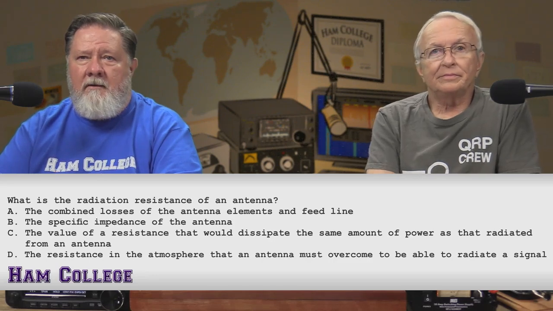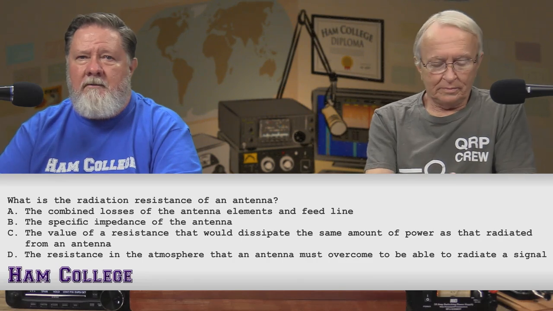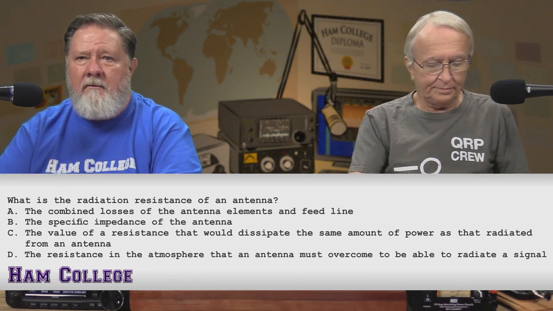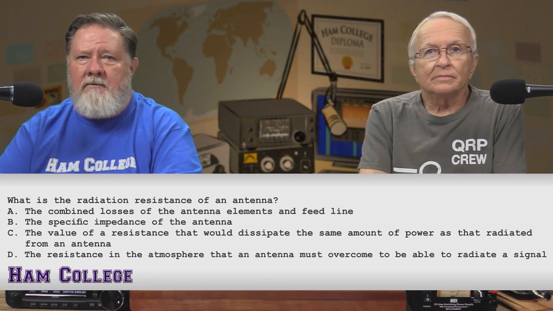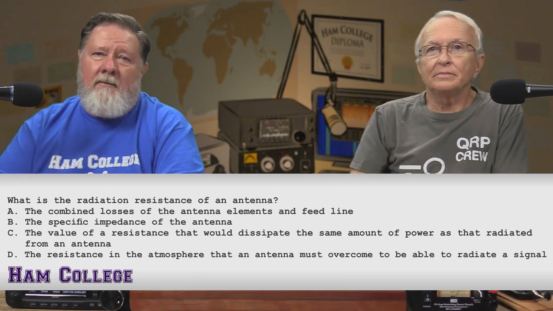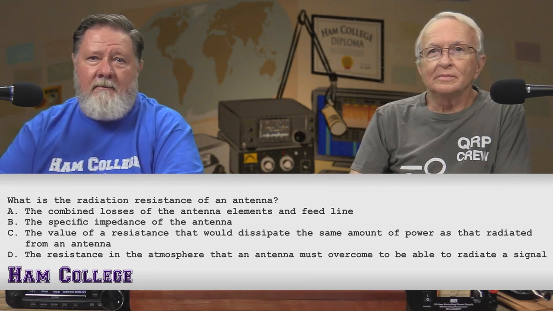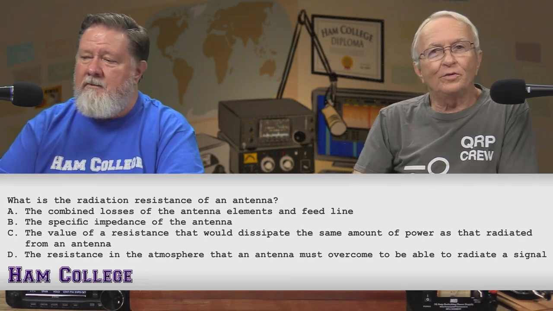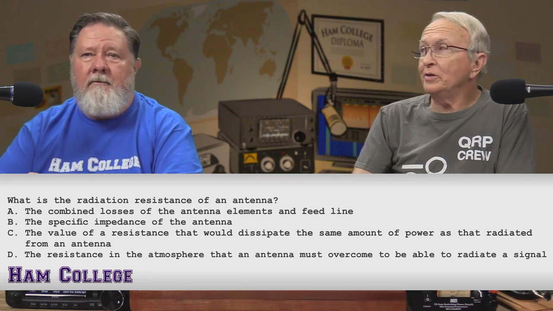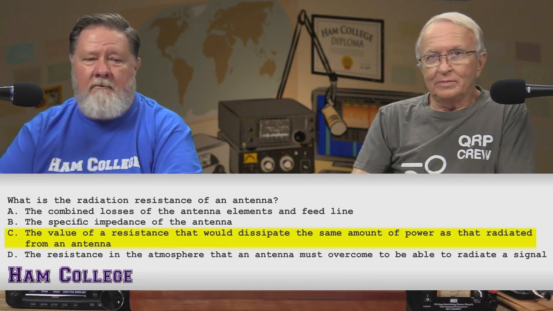Combined losses of the antenna elements and the feed line. Specific impedance of the antenna. Or the value of a resistance that would dissipate the same amount of power. I'm going to guess C. I think it's either C or A, but I'm pretty sure it's going to be C. What's the chat? Okay. Chat room saying C. I'm thinking C. And it is. C.